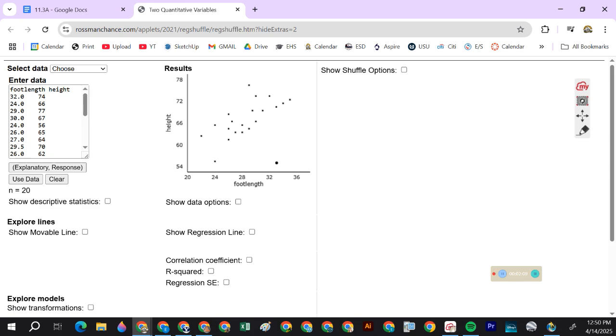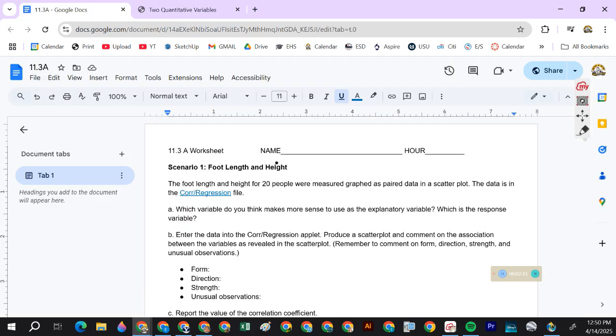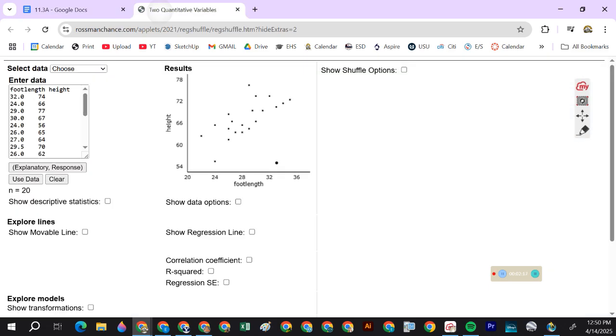Okay. Next question. So, what form does this come in? That's basically saying, is it linear, quadratic, or something else? This one looks pretty linear. Oh, that one dot is not really there. Let me get rid of that. That was me making mistakes. Okay, so this is a linear situation.